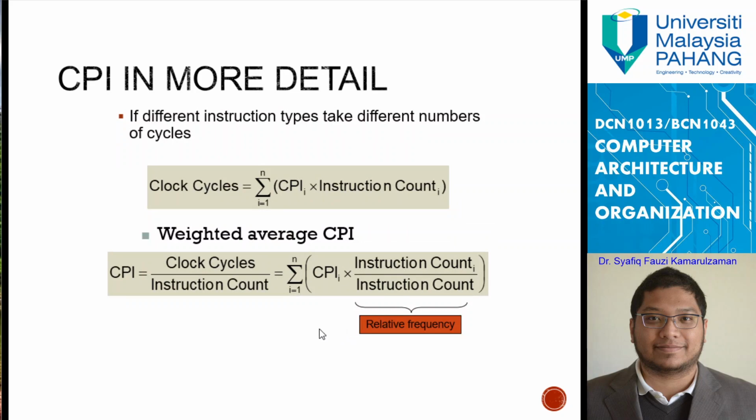If you look into more detail, if different instruction types take different numbers of cycles, here we have what we call a weighted average CPI. CPI times instruction count i, divided by the total instruction count. So this is the average CPI that the computer has.